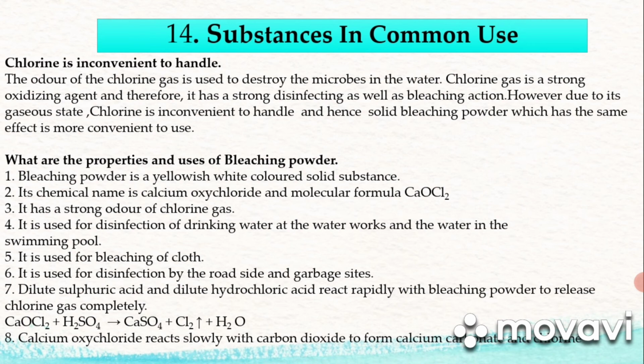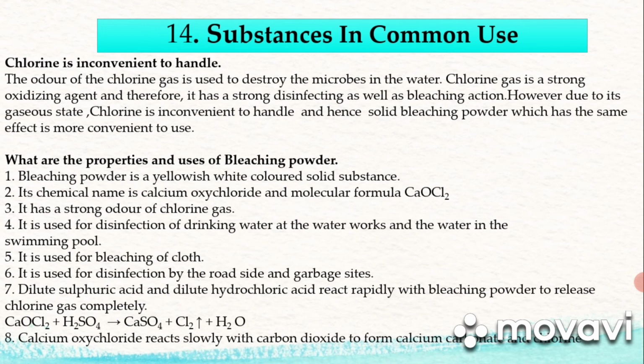What are the properties and uses of bleaching powder? Bleaching powder is a yellowish white colored solid substance. Its chemical name is calcium oxychloride and molecular formula is CaOCl2. It has a strong odor of chlorine gas. It is used for the disinfection of drinking water at the water works and the water in the swimming pool.